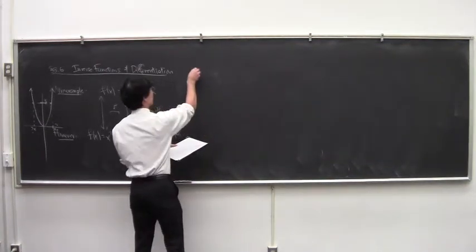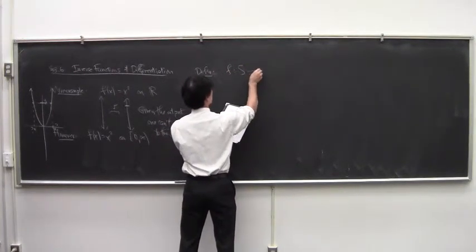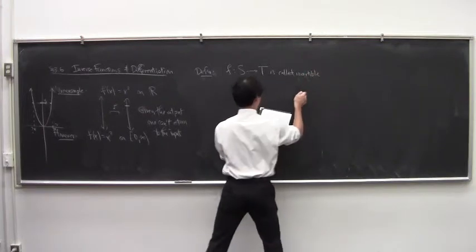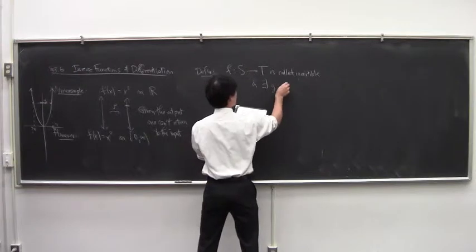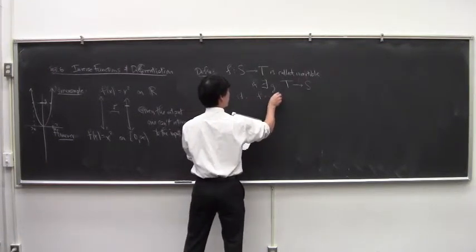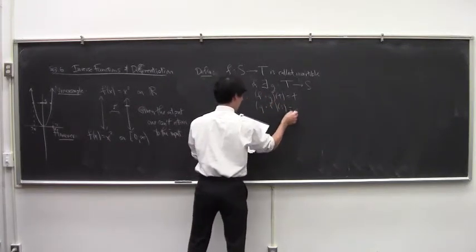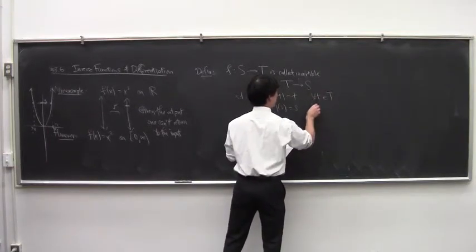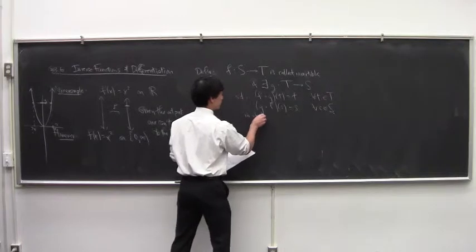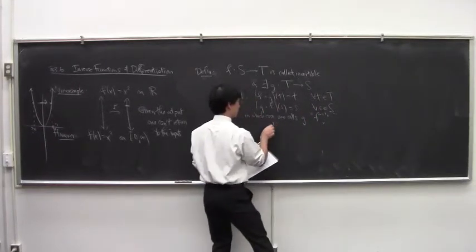So let me put up the definition of an invertible function. F from S to T is called invertible if there exists a function g going from T back to S such that f composed with g doesn't do anything, and g composed with f also doesn't do anything, for all t in T and all s in S. In which case one calls g the inverse of f.